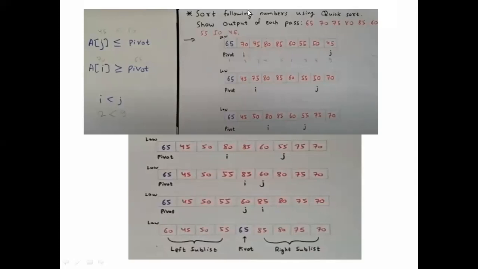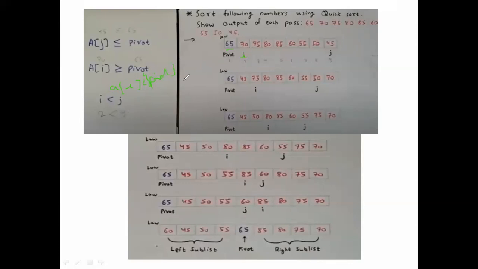See here, in this example, 65 is my pivot value. i and j are at the ends. Just check the condition: A of i less than pivot. So what is this value? 70. 70 is greater than the pivot, so the condition is false. Stop i here only.